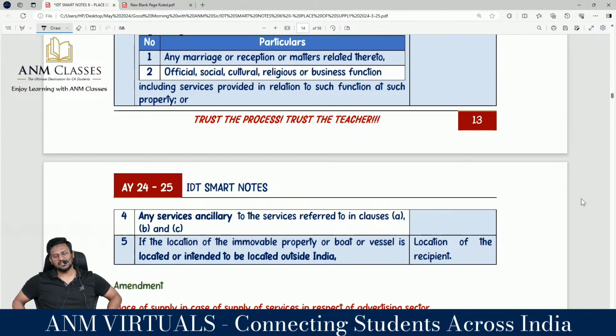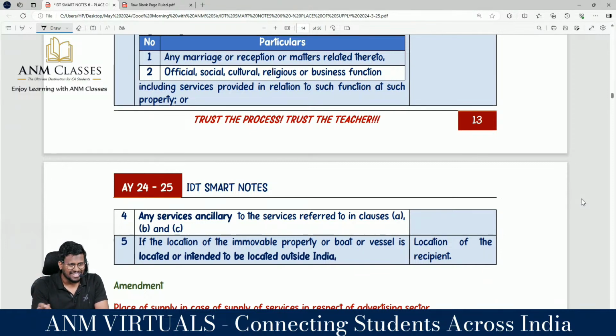Yes, sir. But since the place of supply is where the immovable property is located or intended to be located, sometimes the service provider may be situated in India and the service recipient may be situated in India, and the immovable property may be situated or intended to be situated outside India. Since both the supplier and the recipient are situated in India, but the immovable property is outside India, the government may lose the revenue, right?